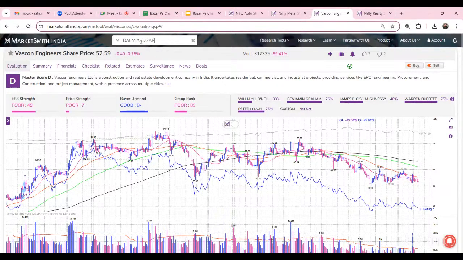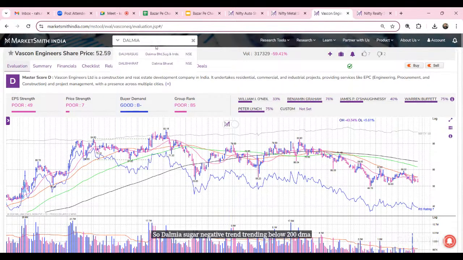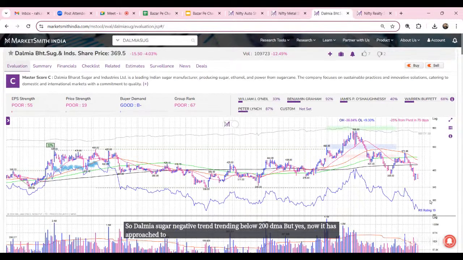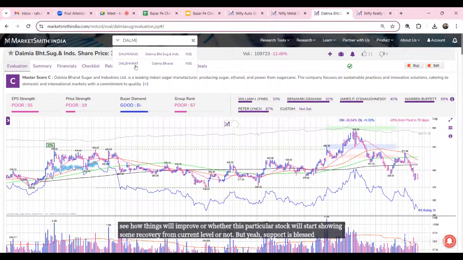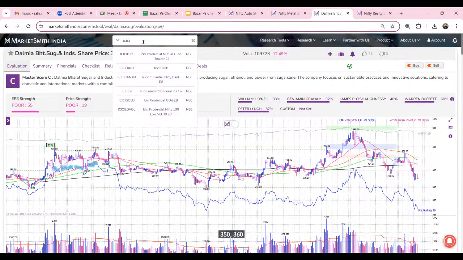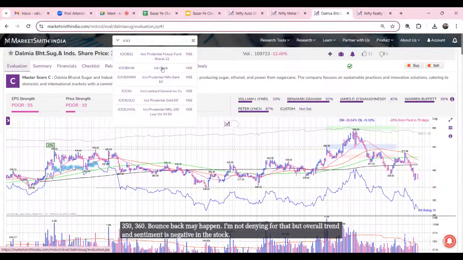So Dalmia Sugar, negative trend, trading below the 200 EMA. But yes, now it has approached a support area. The support area is placed in the range of 350. So let's see how things will improve, or whether this particular stock will start showing some recovery from the current level or not. But yes, support is placed in that particular range of 350, 360. A bounce back may happen. I'm not denying that, but overall trend and sentiment is negative in this stock.